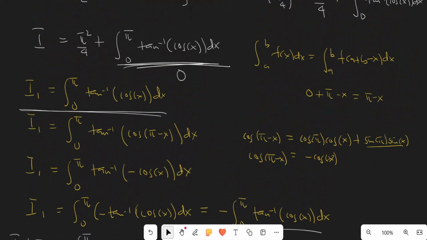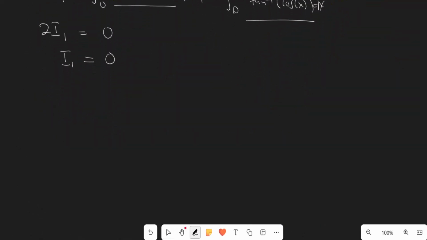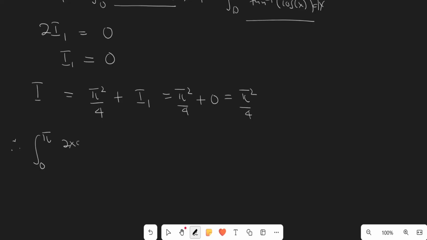So that leaves our integral I to be equal to pi squared over 4 plus 0, and that gives you pi squared over 4. So our integral I is going to be pi squared over 4 plus the integral I sub 1, and that is equal to pi squared over 4 plus 0. That is equal to pi squared over 4. Therefore, our integral, which is the integral from 0 to pi of 2x sine of x all over 3 plus cosine of 2x dx, evaluates nicely to pi squared over 4, like this.